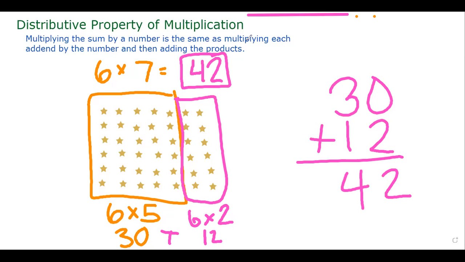number is the same as multiplying each addend by the number and then adding the products. So you're multiplying each addend by a number and adding the products there at the bottom, when we were doing our 2 separate arrays and then adding those products together. And we got 42 in this example. Okay, let's do another example together.